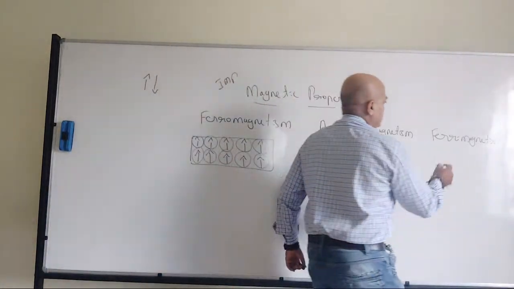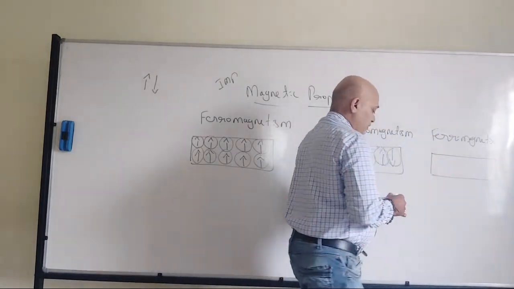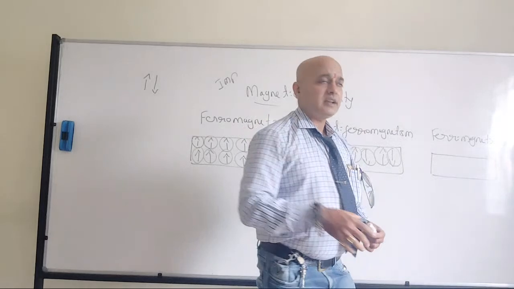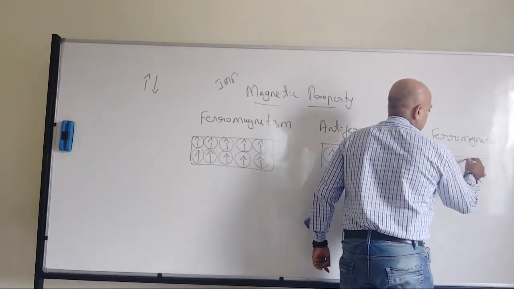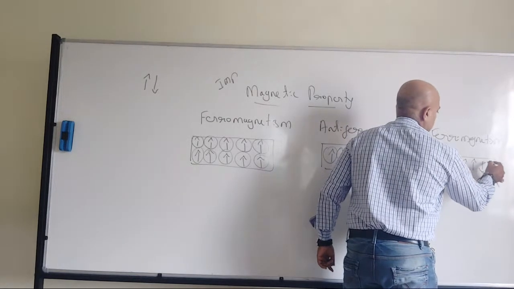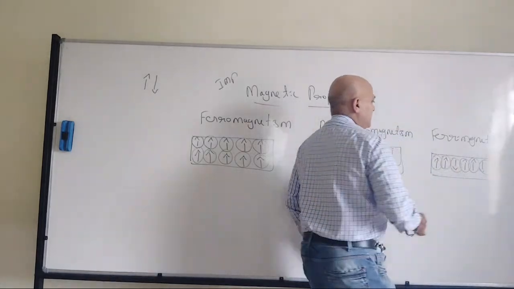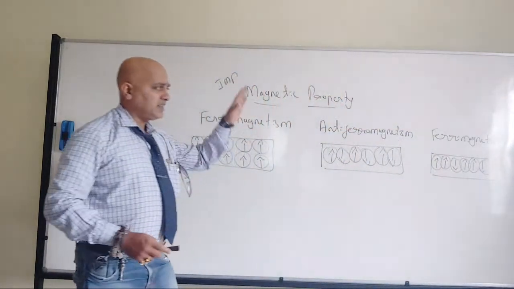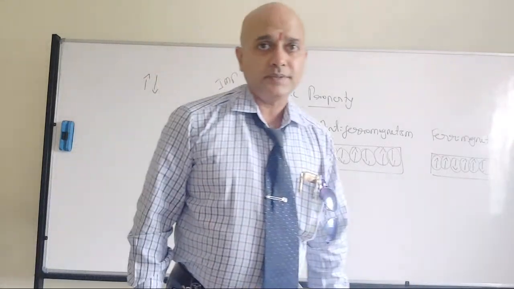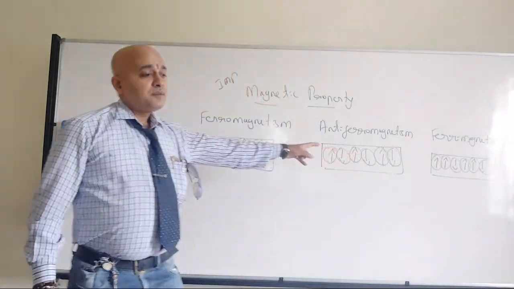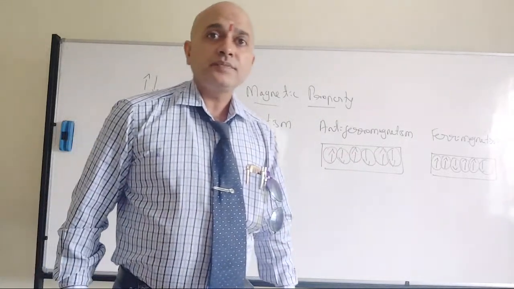But when it comes to ferrimagnetism, there will be a regular arrangement. Some of them will be like this, and some of them will be like this. They are not equal and opposite. Some of them are in one direction, few of them in the opposite direction. Then they are not equal and opposite. That's where we have ferrimagnetism. All of you have understood?